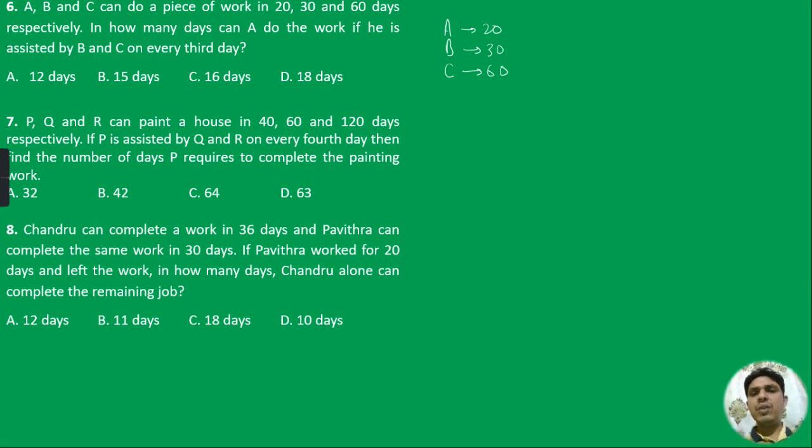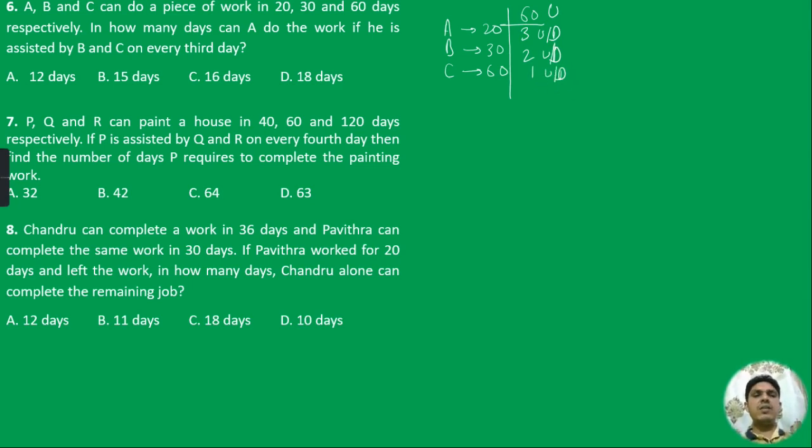Okay. So let's have a look at the question. First of all, take the LCM of 20, 30 and 60. The LCM will be 60 units. Now, one day work of A will be 60 divided by 20, that is 3 units per day. One day work of B will be 60 divided by 30, that is 2 units per day, and one day work of C will be 1 unit per day.